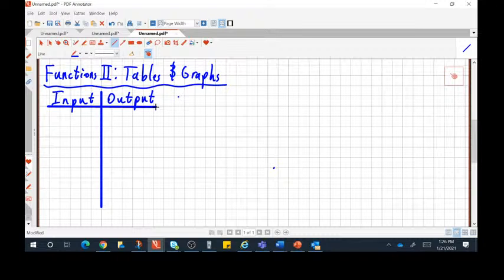Yeah, if you go down the input value, see if there's any repeats. And if there are, they'd better have the same output. Because if they don't, that ain't a function. Let's take a look at an example.